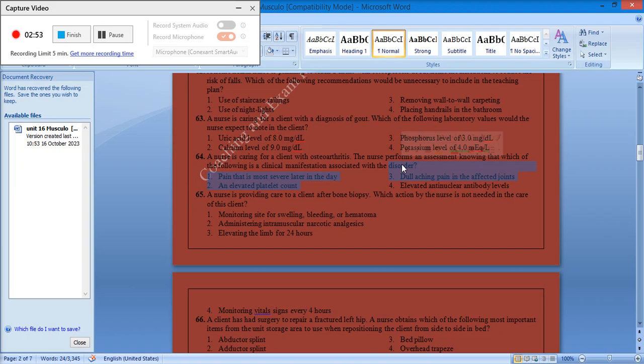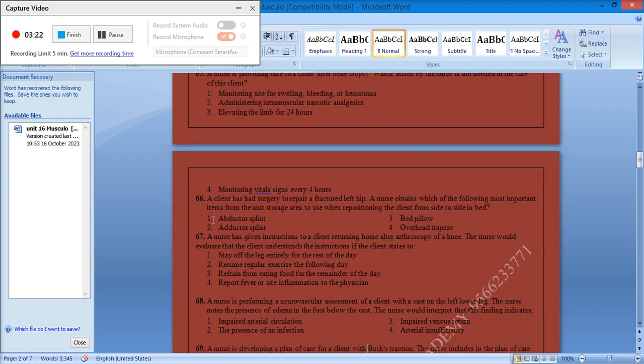65. A nurse is providing care to a client after bone biopsy. Which action by the nurse is not needed in the care of this client? 1. Monitoring site for swelling and bleeding for hematoma. 2. Administering intramuscular narcotic analgesic. 3. Elevating the limb for 24 hours. 4. Monitoring vital signs every 4 hours. The correct answer is 2. Administering intramuscular narcotic analgesic.